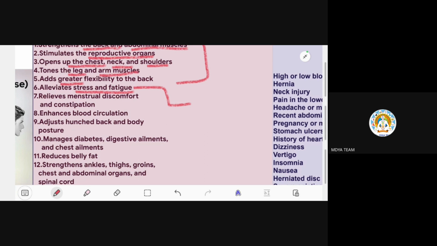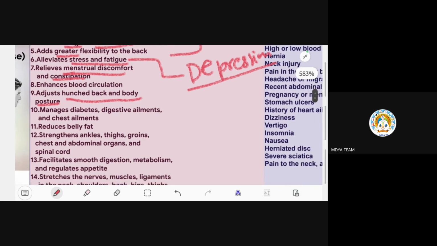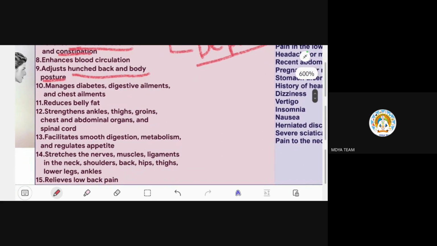Those who have the inner, or could say earlier, signs of depression can perform it, but again it depends on the kind of depression they are suffering with. Okay, it relieves menstrual discomfort and constipation. Blood circulation is enhanced, and it adjusts the hunchback of the body posture. Lots of people don't have good body posture, they cannot maintain it. So the hunch which is already there gets cured, or it just improves. Slowly and gradually the hunch is being removed.